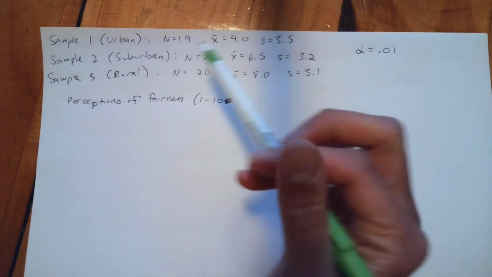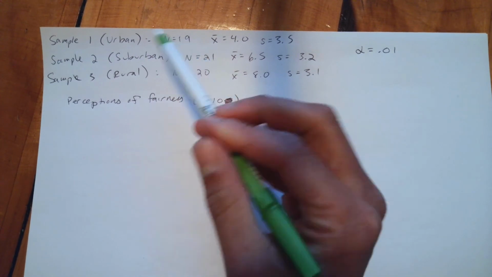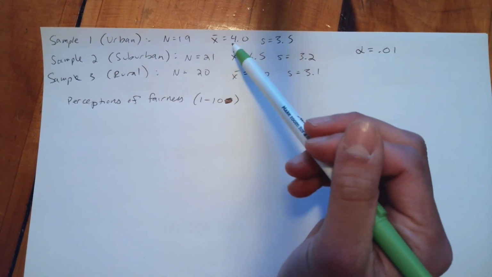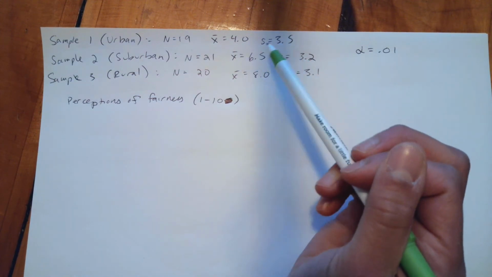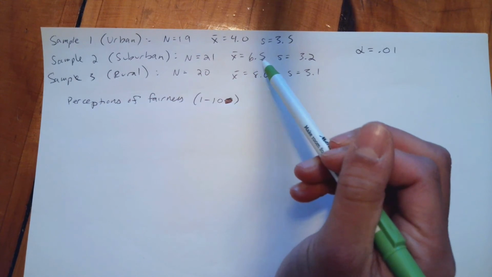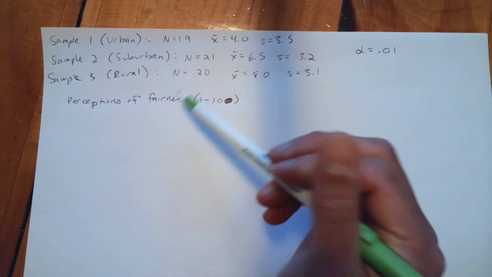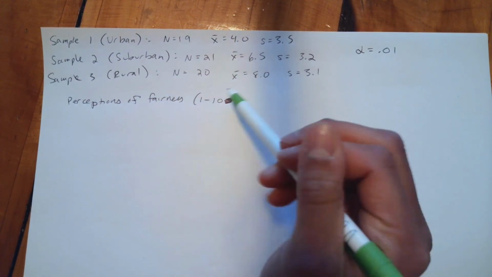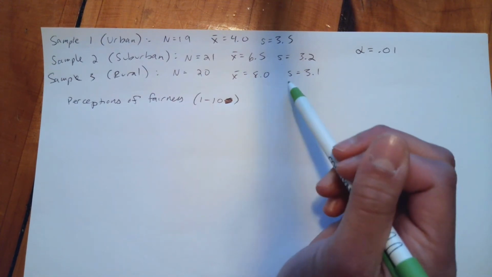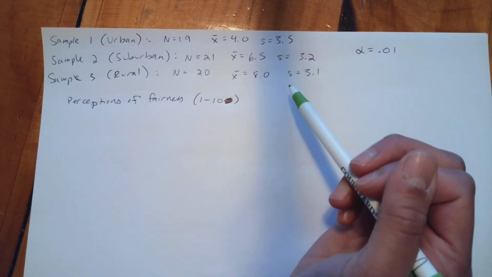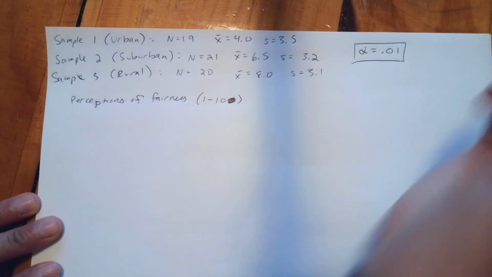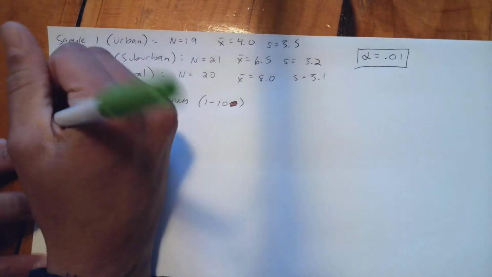And so in this example data, we had 19 people in our urban sample with an average of 4 and a standard deviation of 3.5. We have 21 people in our suburban sample with an average of 6.5 and a standard deviation of 3.2. And then 20 people in the rural sample with a sample mean of 8.0 and a standard deviation of 3.1. And for the hypothesis test, we're going to use an alpha level of 0.01, because we can.